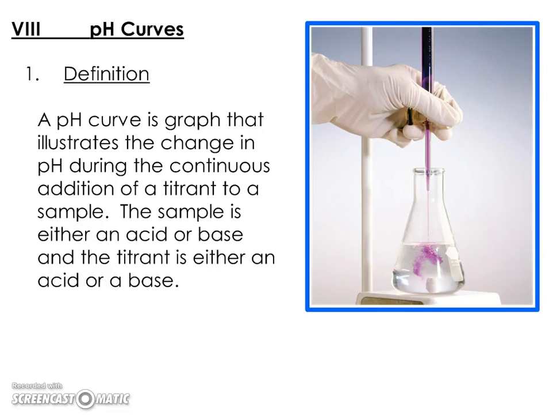So a pH curve is just a graph that illustrates the change in pH during the continuous addition of a titrant to a sample. This is a way of visualizing what happens during a titration, and specifically what happens with an acid and a base reacting together, measuring the pH as we go. So we're going to look at a simulation that shows a pH curve being developed.